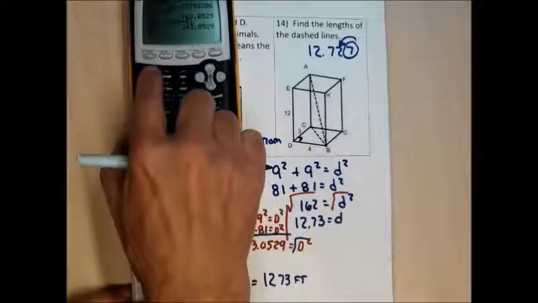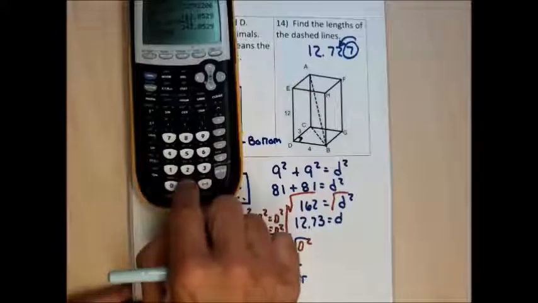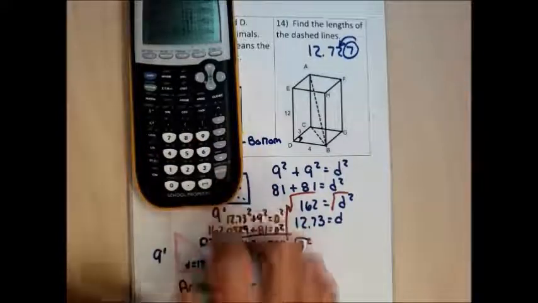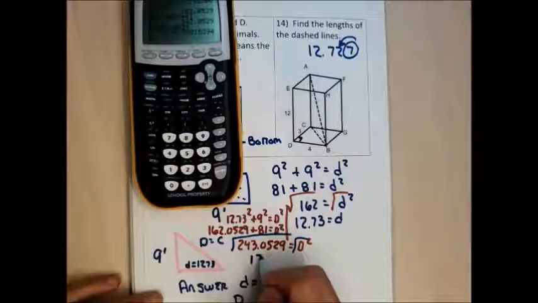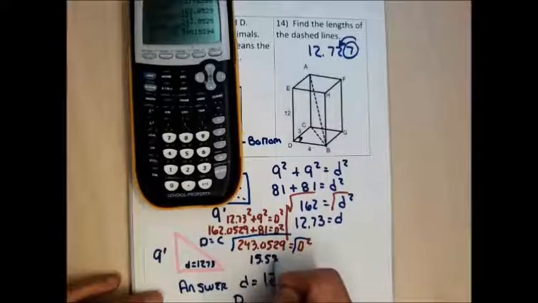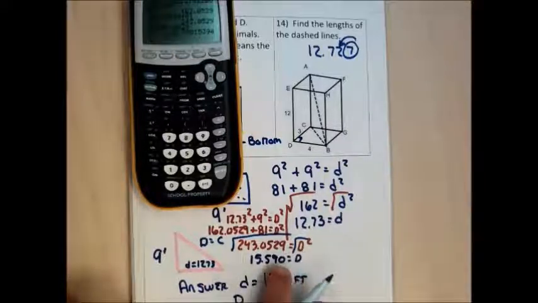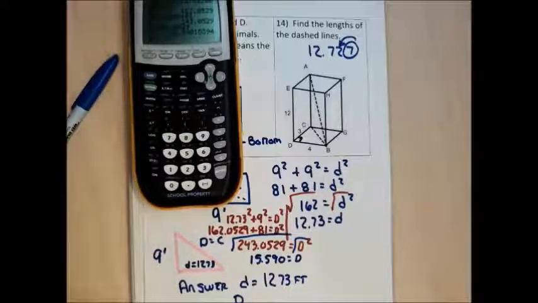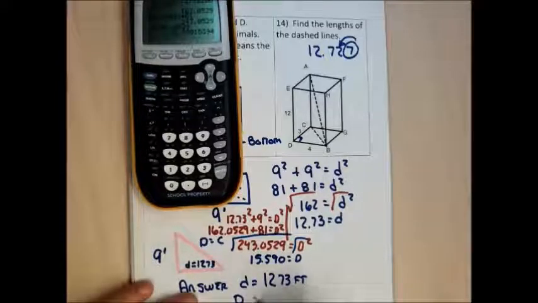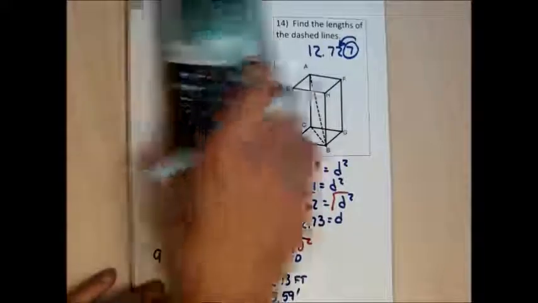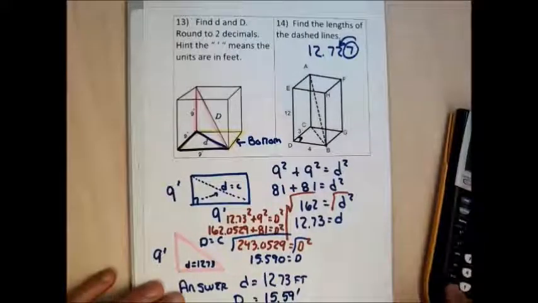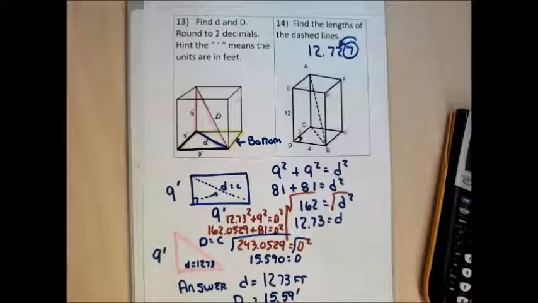So now I'm going to do second square root of 243.0529, and I'm going to round to 2 decimals. I get 15.590 equals D. That 9 is going to stay a 9, and I'm going to write 15.59 equals D in my answer, big D in my answer. And of course I need units, and the units for that problem are feet. I can make the little prime symbol to call something feet, or I can write feet.